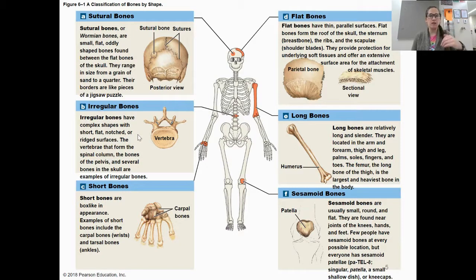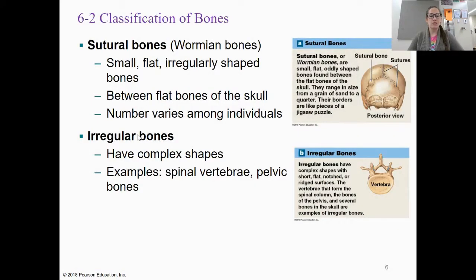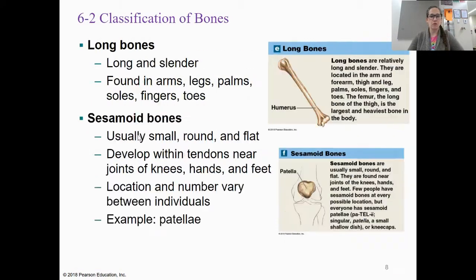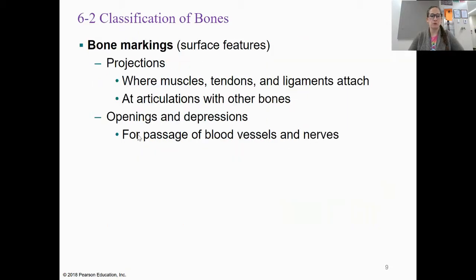So all your vertebra, your pelvic bones, so your coxal bones of the hip, and then some of the bones in your skull, especially facial bones, are also going to be irregular. And basically they have very complex, odd type shapes, hence the name irregular. The next several slides go into detail of each of those categories, so please feel free to read through and look at those examples as you go.